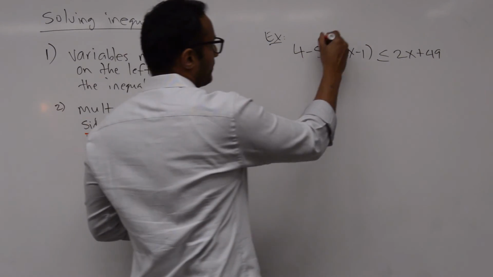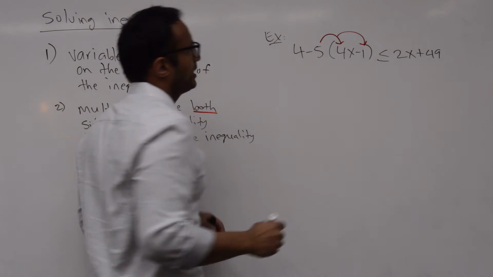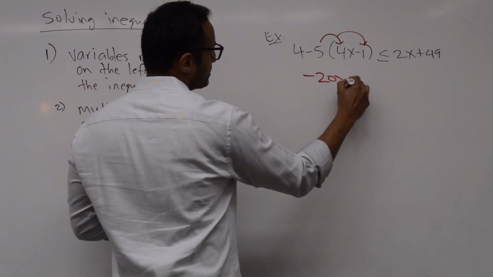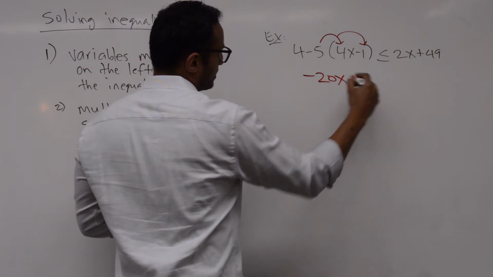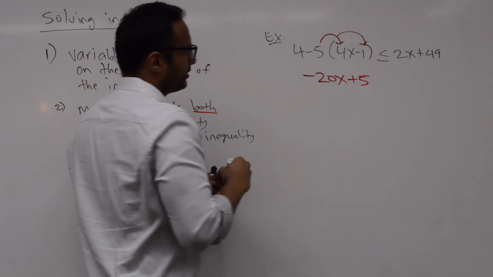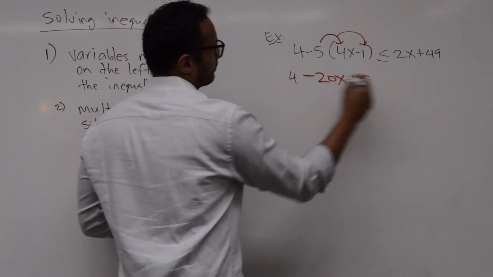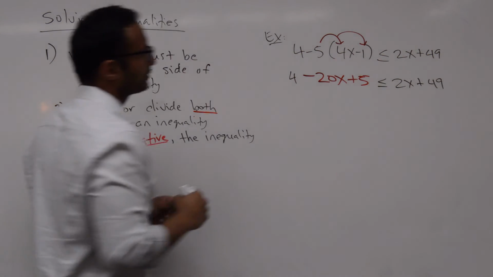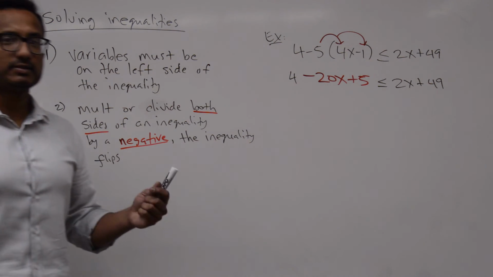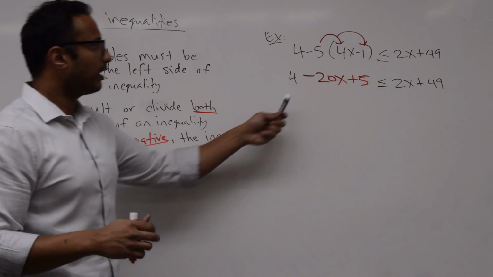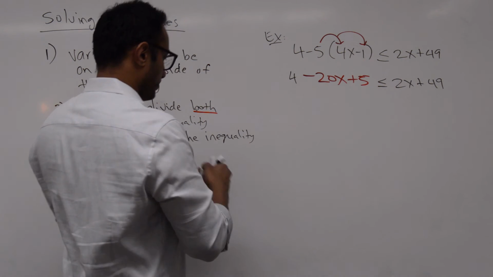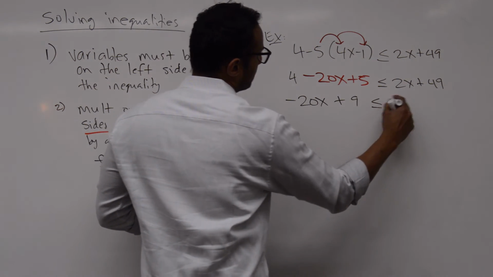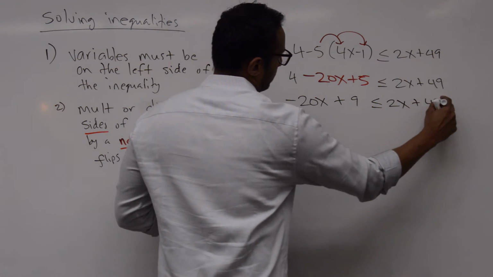So we have negative 5 times 4x and negative 5 times 1. Negative 5 times 4x, that's negative 20x. Negative 5 times negative 1, that's a positive 5. And there's a 4 in the front, less than or equal to 2x plus 49. That's step 1, distribute. Second step, same as in equations, you combine your like terms. On this side, we have a 4 plus 5, so I'm going to write that as negative 20x plus 9, less than or equal to 2x plus 49.